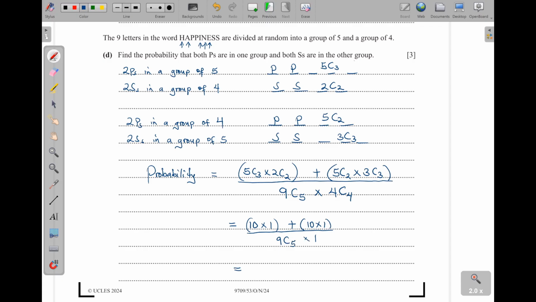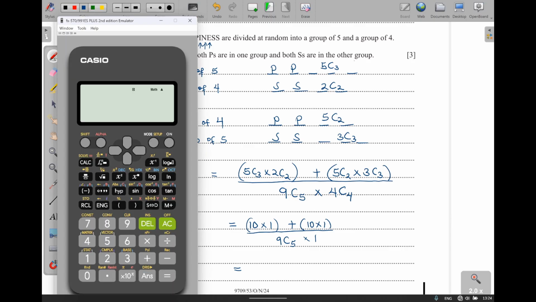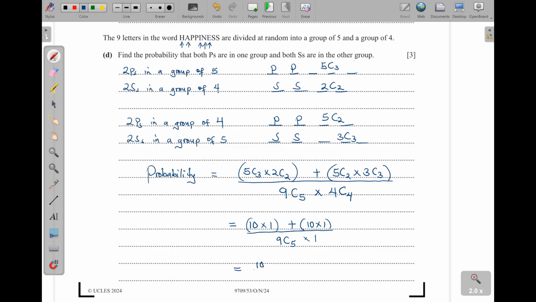So let me put everything on the calculator, then we get the final answer. 10 plus 10, that is 20. Then we divide by 9, then combination 5. That is 10 out of 63. So I will write this as 10 out of 63. I can leave it as a fraction. Where you are asked probabilities, it's better you leave them as fractions. Okay? It looks better that way.